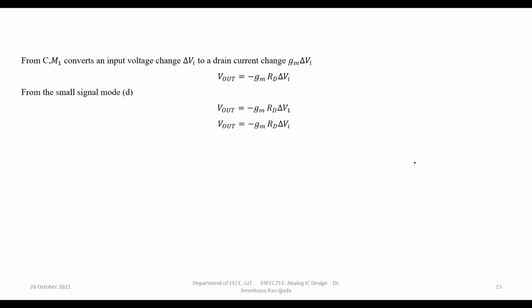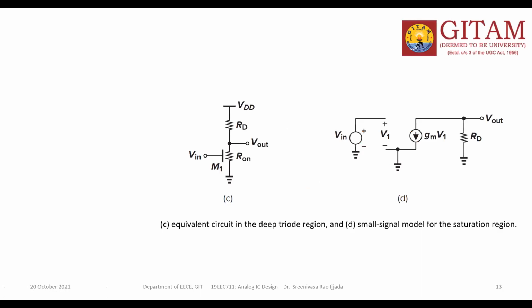But we don't want this one. Now remember this one, leave it as it is. From the figure C, I can write like this: Vout is equal to minus GM into RD into the change in input value. So if you go back to the figure D, yes, this is the figure D. So what is this? The small signal model for this amplifier.